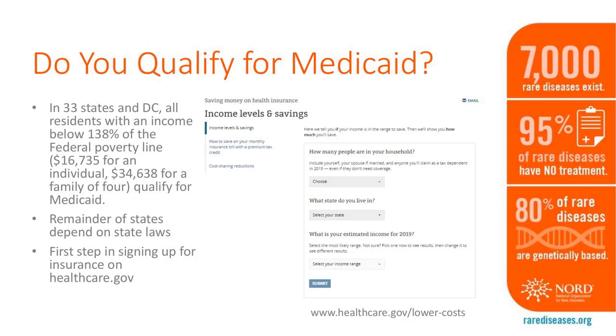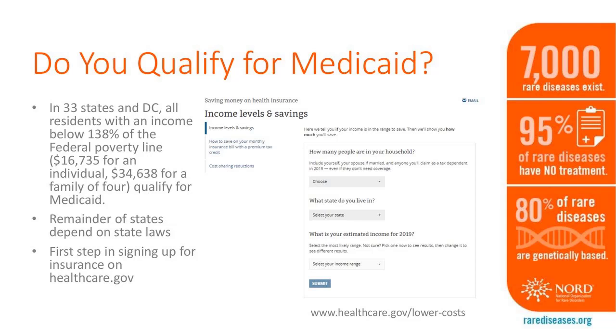The poverty line right now federally is $16,735 for an individual. So if you make $16,735 or less, you are likely to be eligible for Medicaid in many states. If you make a lot more than that, you may not be eligible. And again, it's the first step when you sign up through healthcare.gov.